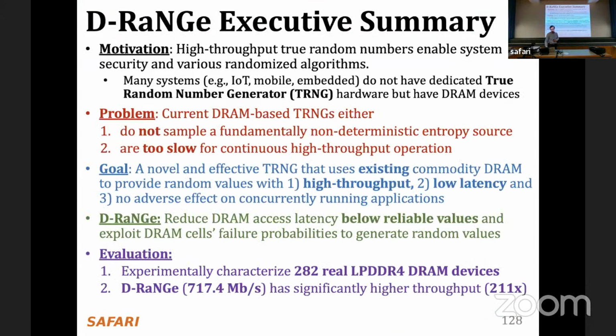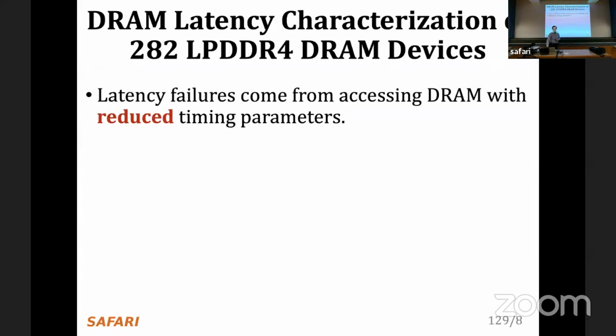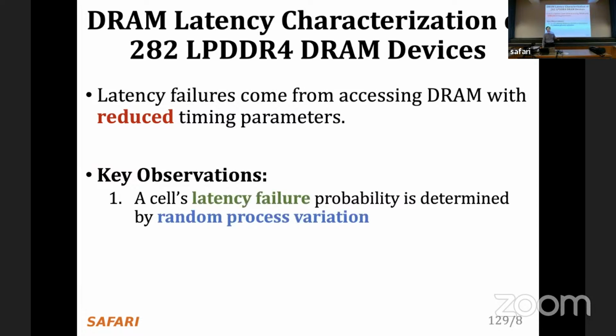Okay, I'm going to skip these. You can read that on your own if you're interested. But basically, when you reduce the timing parameters, it's again an experimental study, you get latency failures. A cell's latency failure probability is determined by random process variation. Some cells fail 50% of the time, some cells fail 80% of the time, some cells fail 90% of the time at a given latency point. Some cells fail randomly, 50%.